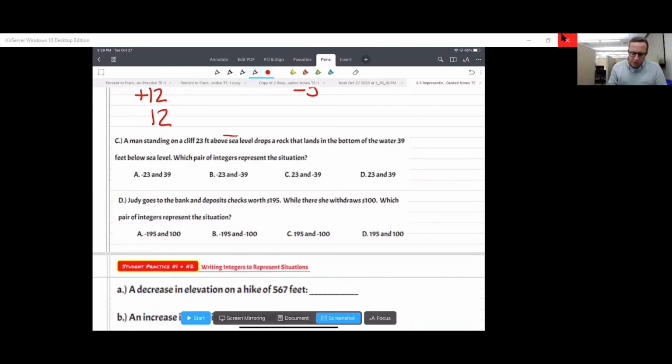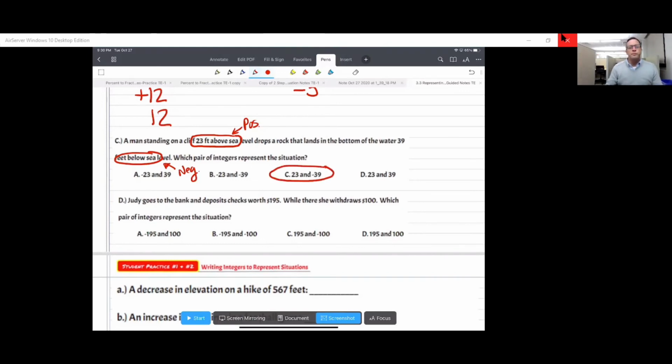Okay, the next one here, a man is standing on a cliff 23 feet above sea level. And that's kind of important to note. That's above sea level. That person drops a rock that lands at the bottom of the water, which is 39 feet below sea level. So one of those represents positive and one of those represents a negative. Now, I would definitely say something that's above is positive, right? I would say if something's below sea level, that is going to represent a negative. Right, so which one of those examples below shows positive 23 and negative 39? And that looks like it's C.